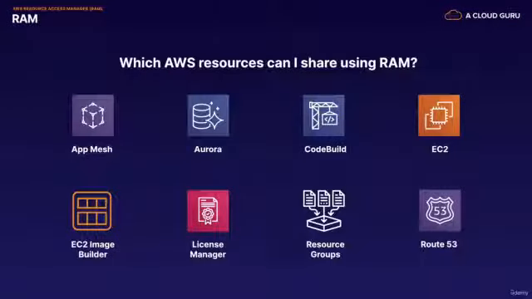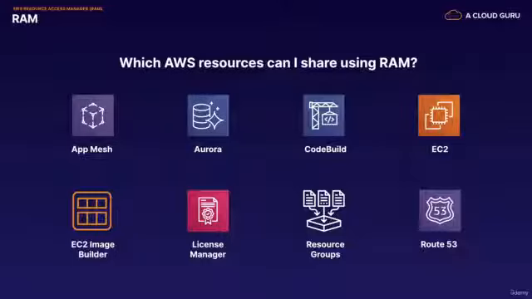Now, you can't share every type of resource in AWS using RAM. Currently, at the time of this recording, these 8 services have resource types that you can share out. So that's AppMesh, Aurora, CodeBuild, EC2, EC2 Image Builder, License Manager, Resource Groups, and Route 53.